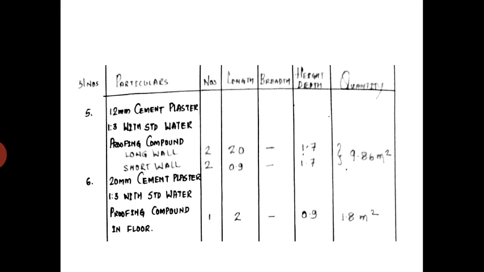So then if you see in the floor, there is only one number, that is a floor. Then the total length, they have given 200 centimeter, that is 2 meters. And the height they have mentioned, if you see the plan, they have given 90 centimeter, which means 0.9 meters. Then if you multiply 2 and 0.9, you will get 1.8 meter square.